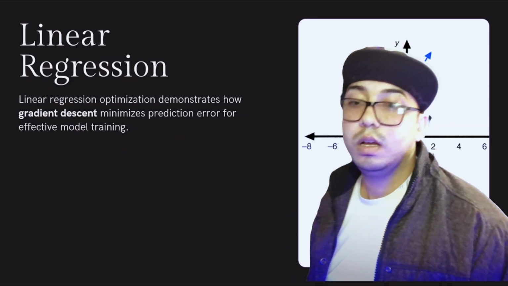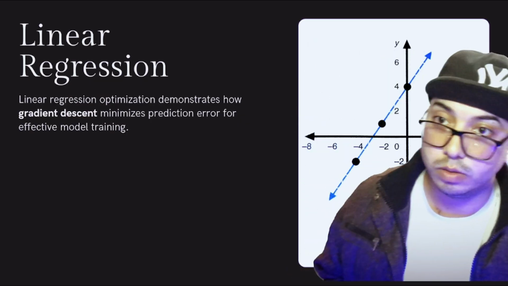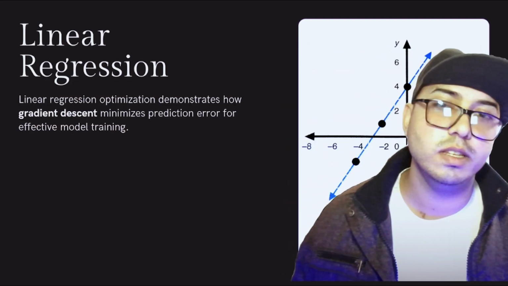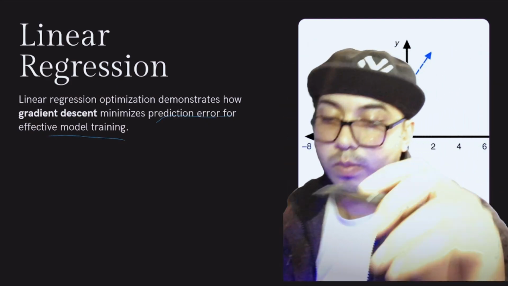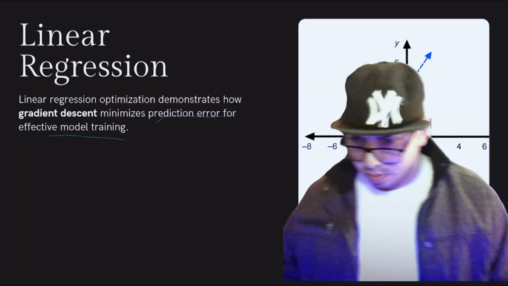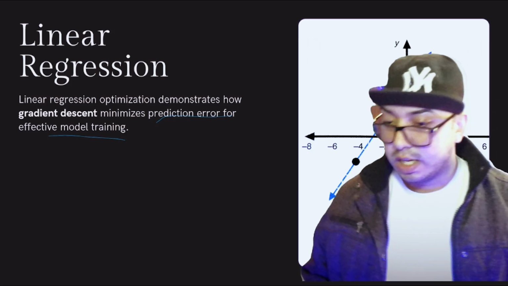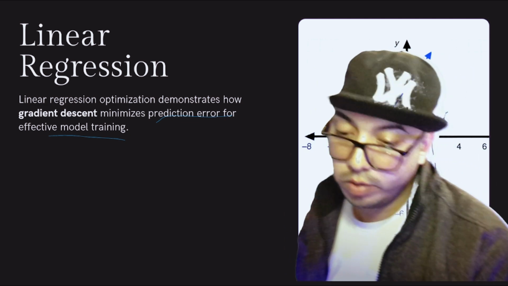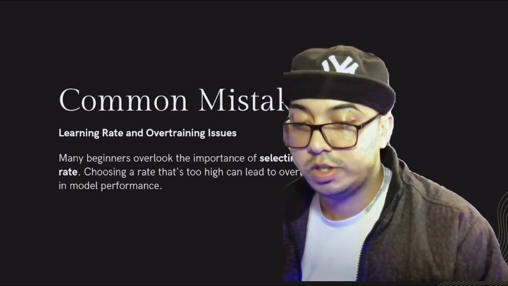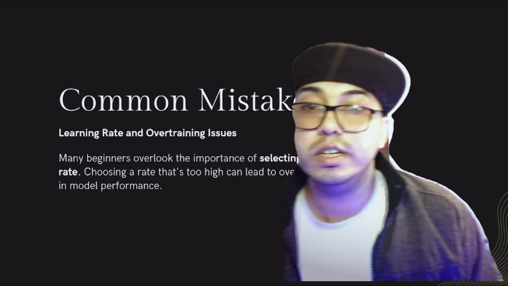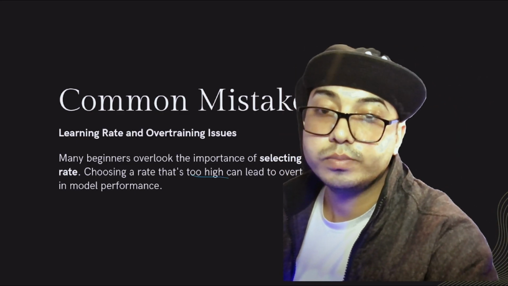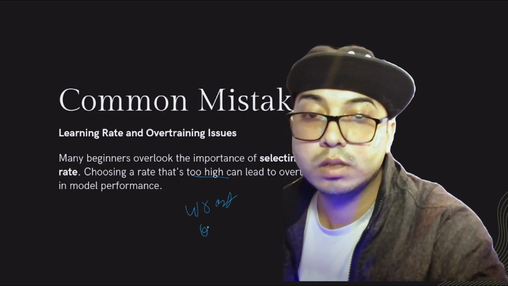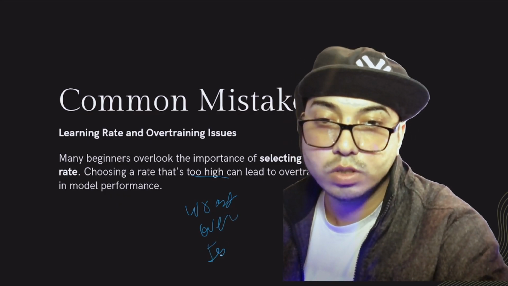Let's learn more through linear regression. Linear regression demonstrates how gradient descent minimizes prediction error for effective model learning. In linear regression, we start with random weights, calculate predictions, measure loss, and update weights. Over time, predictions become more accurate. Common beginner mistakes are using wrong, nonlinear data, overtraining the model, and ignoring loss curves.